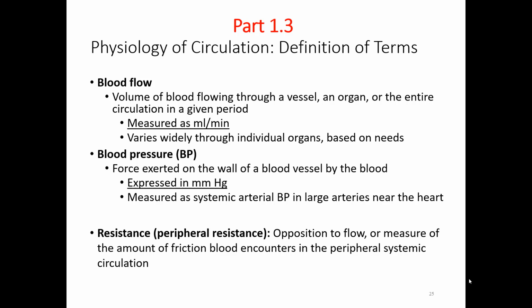We are done with anatomy of arteries and veins, and now we will be talking about physiology of circulation. Let's start from definitions. First of all, what is blood flow? Certain volume of blood flowing through a blood vessel or organ or through the entire circulation in a given period is called blood flow. Usually it is measured in milliliters per minute. How many milliliters per minute went through a certain blood vessel.